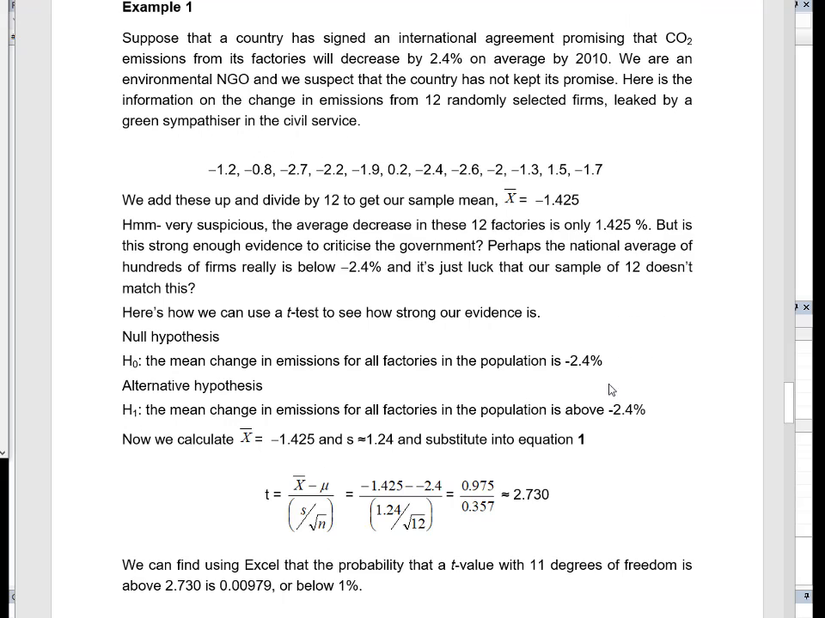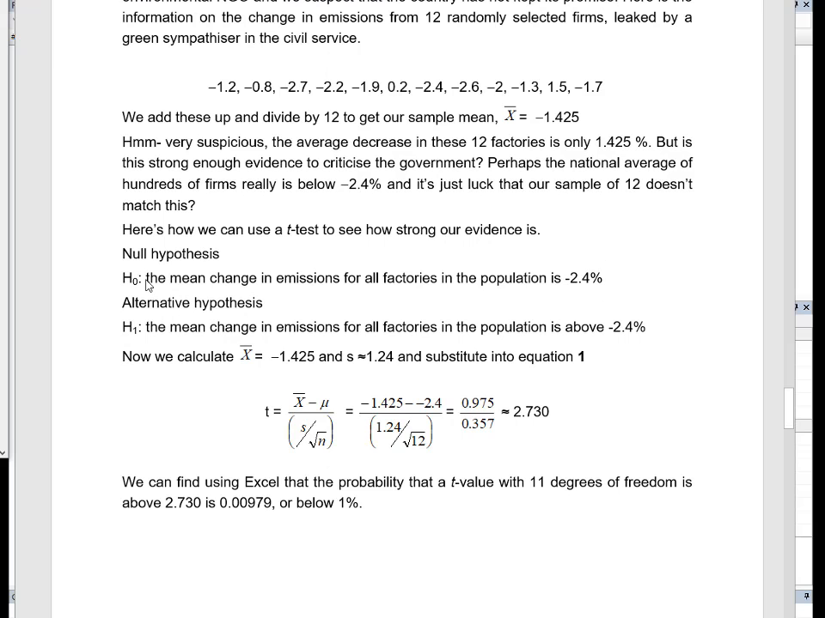So here we write it more formally, that you'd write down the null hypothesis would be this. The mean change in emissions for all the factories in the population is negative 2.4. And then if you do reject that, the alternative you're going to consider is that the mean change is above negative 2.4. And we're only looking at above because if we go and select our random group of factories and it comes out way below 2.4, then we're agreeing with the government. We're not going to be wanting to challenge them. So we only reject their claim if it's well above 2.4. So that's why the mean change is above negative 2.4 is the alternative.